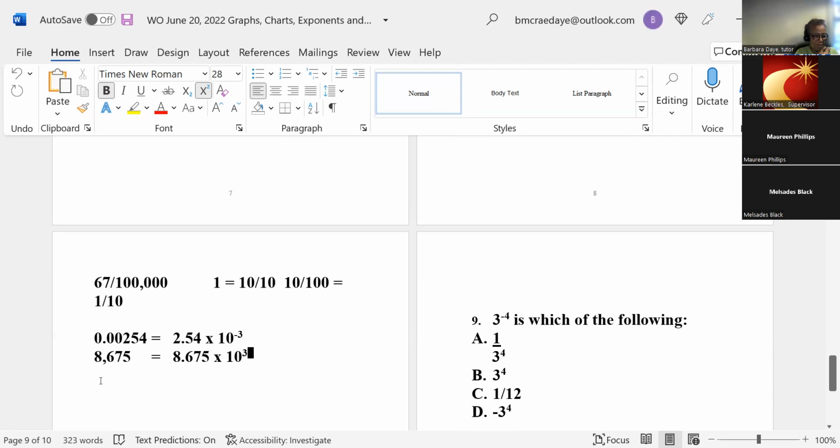I'm getting it. So you're saying that everything we do here has to be less than 10. No, these things we do today. Okay. Well, what did you say, Maureen? Like all these things have to be less than 10, right? Yeah, the number in front of the 10 to a power has to be less than 10.